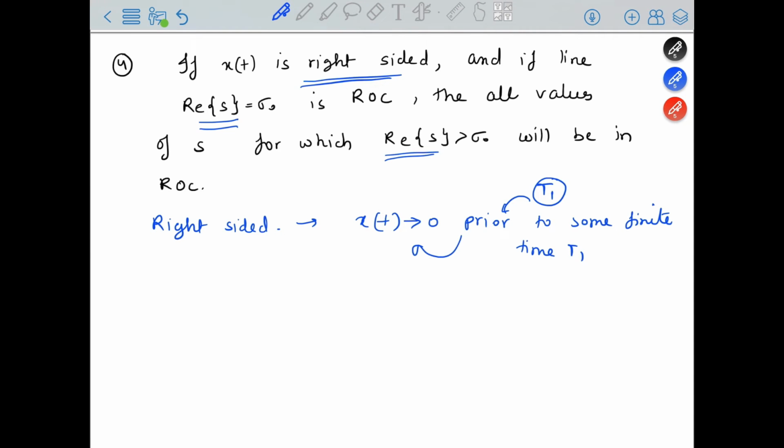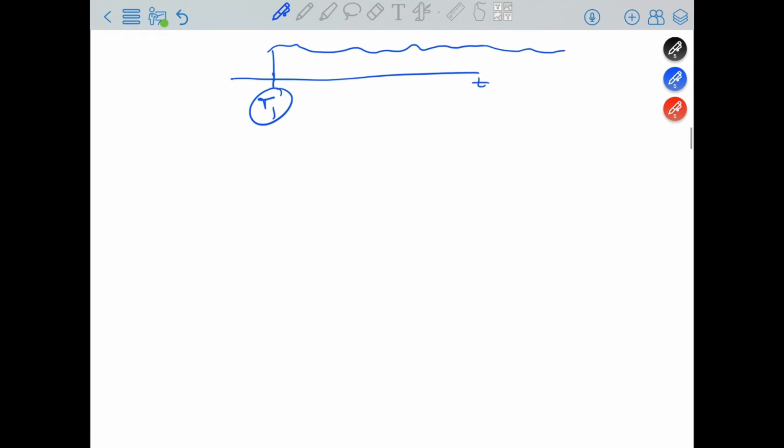So how can we understand it graphically? Suppose we have some arbitrary signal, and this is your time axis. We have taken a time t1, and before that the signal is 0, and for values greater than that t1 value it is defined, and it will move on to infinite value. So that is the right sided signal. Now we have taken sigma at a specific value sigma naught, and we are telling that this is in ROC. That means that the Laplace transform converges for this value. So if we are taking sigma equals to sigma naught, the Laplace transform will converge.